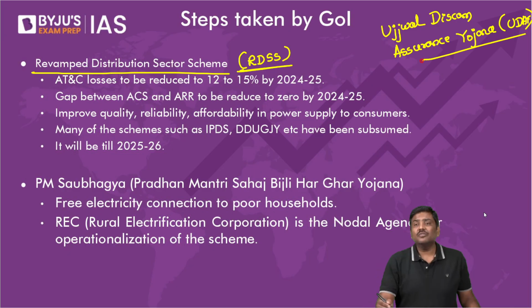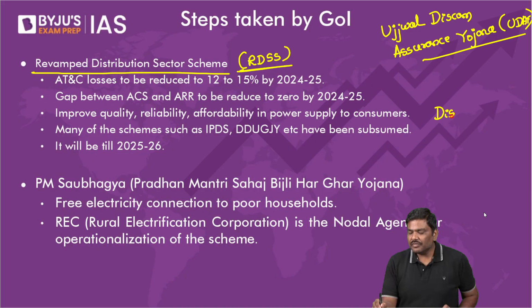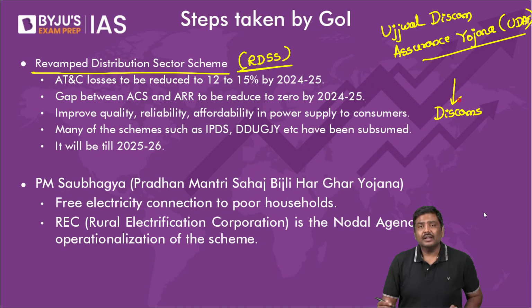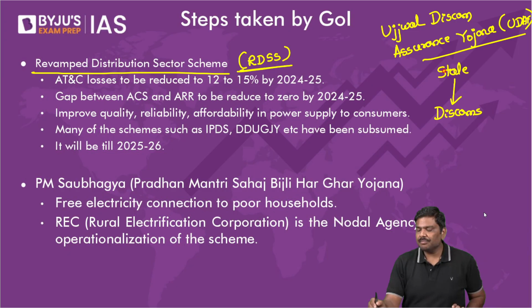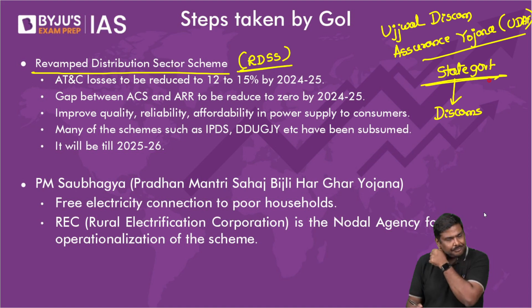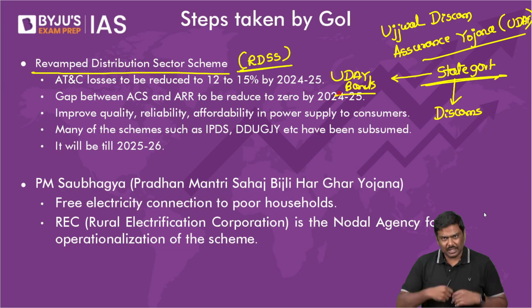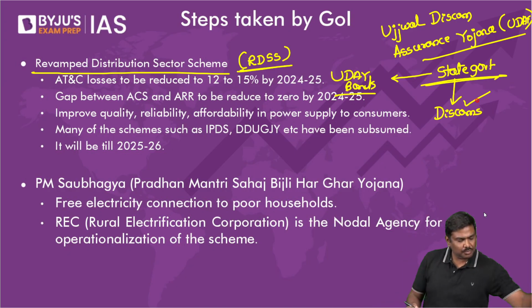And what was the concept of the Uday scheme? Very simple logical understanding. Under the Uday scheme, the discoms which have incurred losses will be compensated. The losses will be taken up by the state government. And for the state government to take over the losses of the discom, the state governments were allowed to issue Uday bonds in the market. Issue bonds, collect money, and use that money to absorb the losses incurred by the distribution companies.